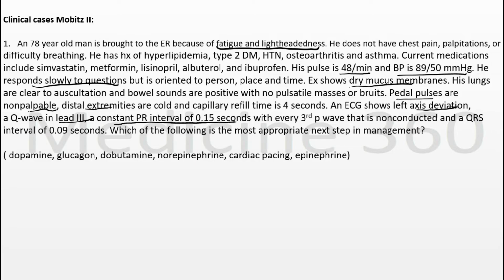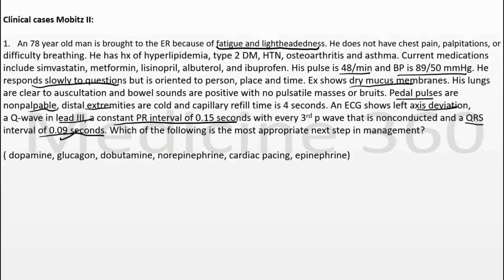The constant PR interval of 0.15 second is normal, as the normal PR interval is between 3 to 5 small boxes, which is less than 200 milliseconds or 0.2. Then it also mentioned that the QRS complex interval is 0.09 seconds, which is also normal because the normal QRS complex is 2 to 3 small boxes, which is 0.08 to 0.12.